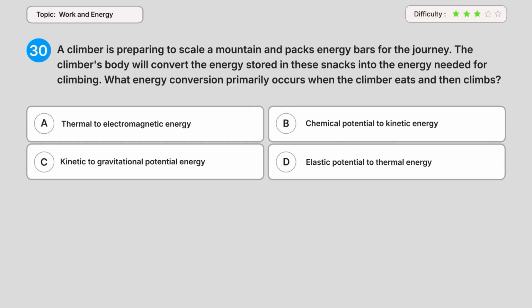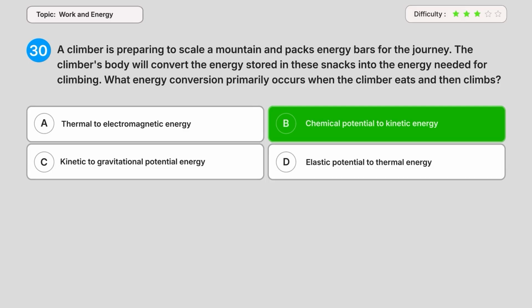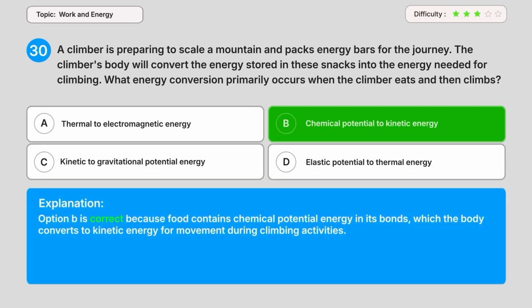Correct answer, B. Chemical potential to kinetic energy. Explanation: option B is correct because food contains chemical potential energy in its bonds, which the body converts to kinetic energy for movement during climbing activities.